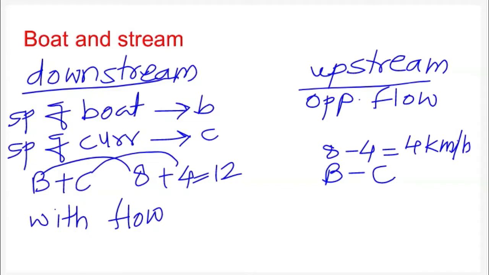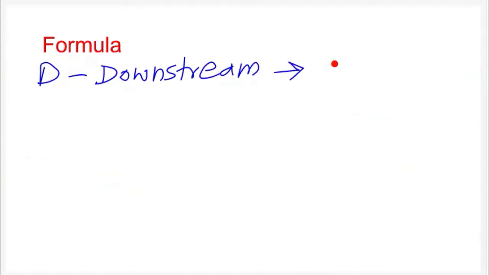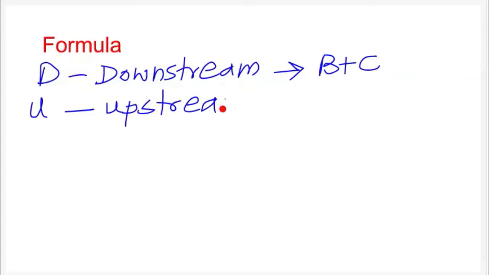Going towards question formulas. Now you have come to know what D is. D is downstream. And how do we calculate downstream? Speed of downstream is speed of boat plus speed of current. Upstream, that is U. You are going against the flow, therefore it is B minus C.